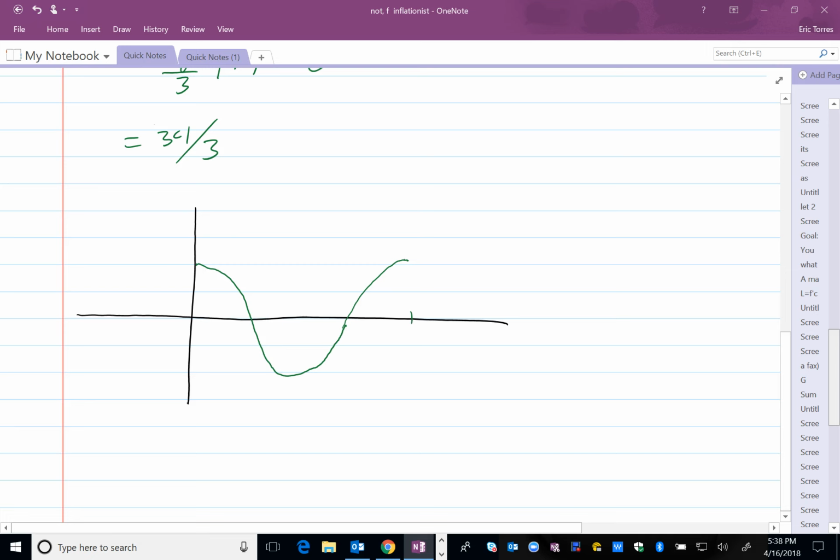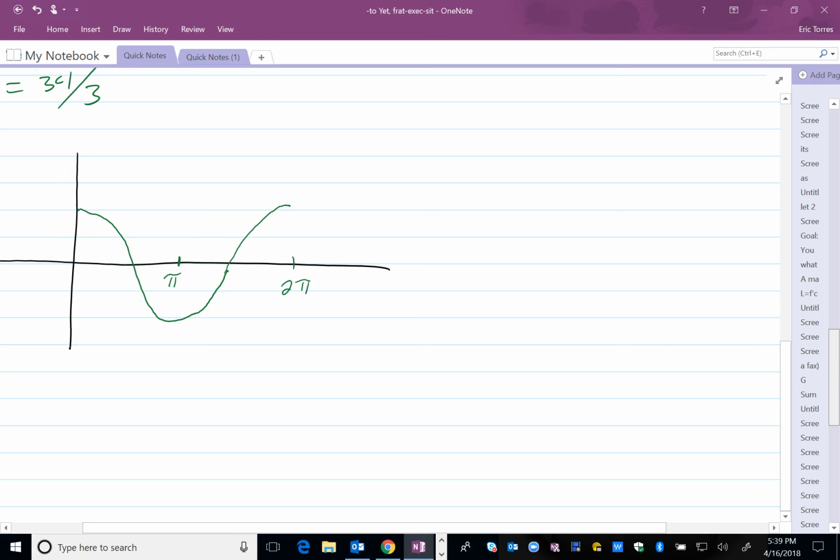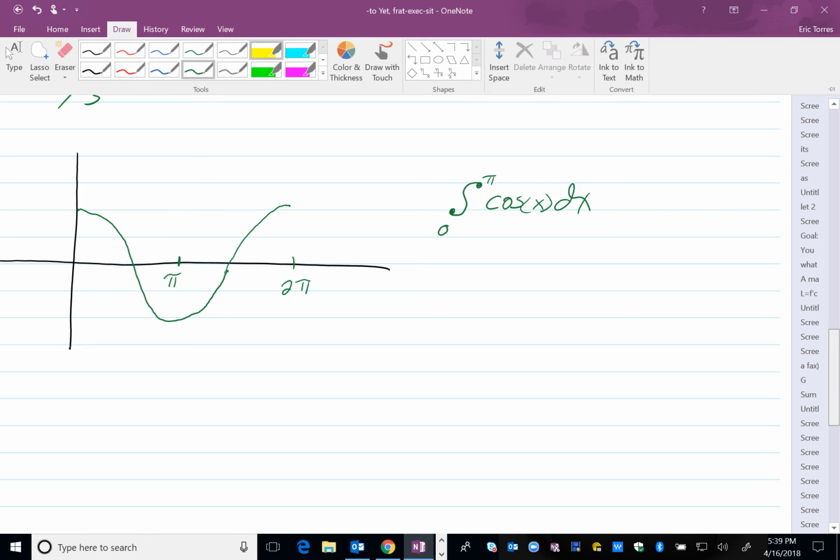So there's a cosine function from 0 to 2 pi. Let's say I looked at this. And so this is my accumulation from 0 to pi of the function cosine of x. Before we do our calculations, let's think about what we're calculating. We're calculating an accumulation, height times width, height times width. And that's fine to start off with.